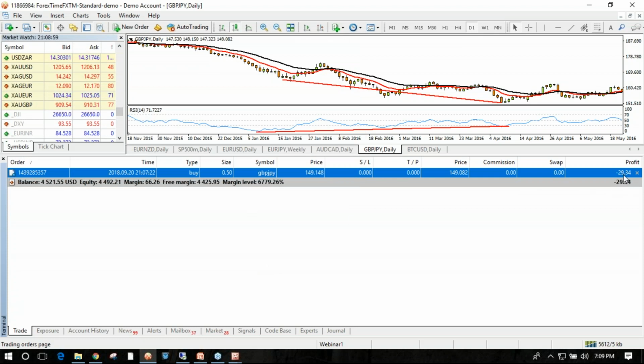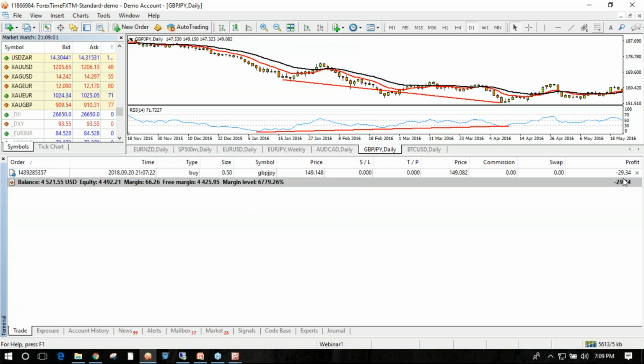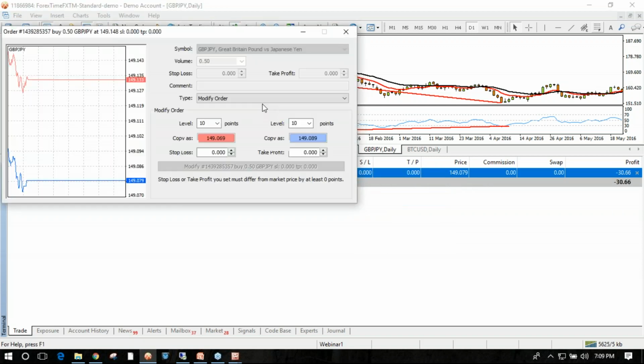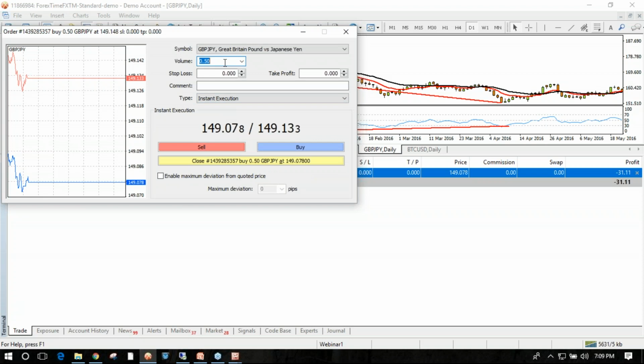So you see, it has half my profit, or my loss in this case, and it has half my volume size. That's how to do partial close. All right, it's very simple. You can watch the video again. Just right click on it, modify or delete, change the type to instant execution, and then type the volume size you want to close.